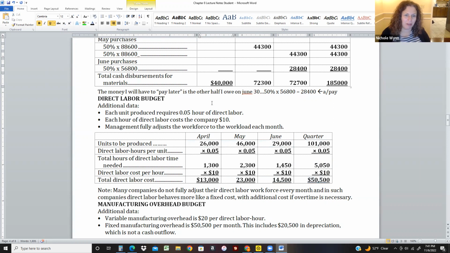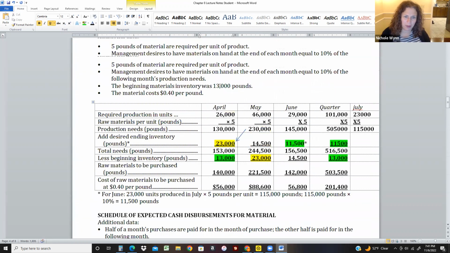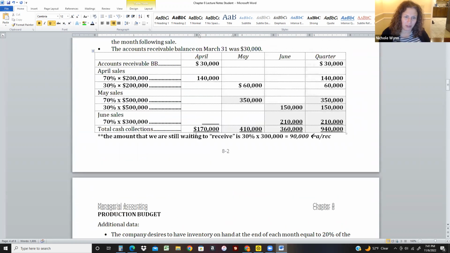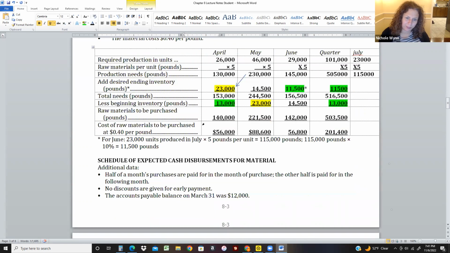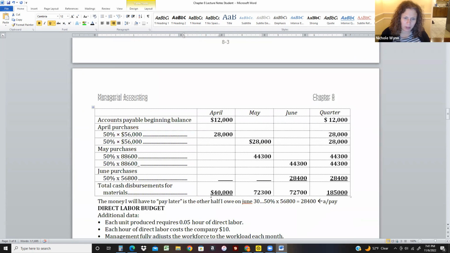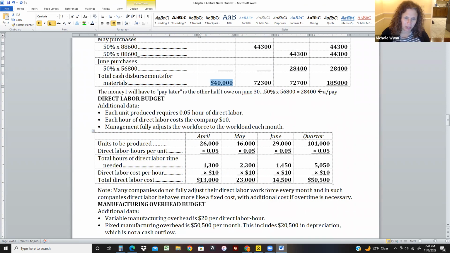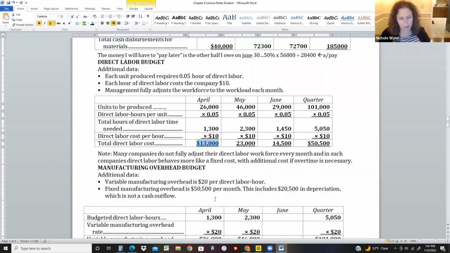So I'm thinking about April again, because in April, if you remember, we're only bringing in 170. I'm just worried about April. We're only bringing in 170. We're going to spend 40,000 on material. We're going to spend another 13. So we've already spent 53 of our 170. I'm just thinking about it.